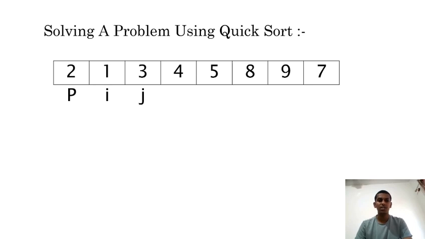Once J overtakes the I element, it should be swapped with the pivot element, and now we have to swap 2 and 1. After swapping, we have successfully sorted the first half of the subarray.